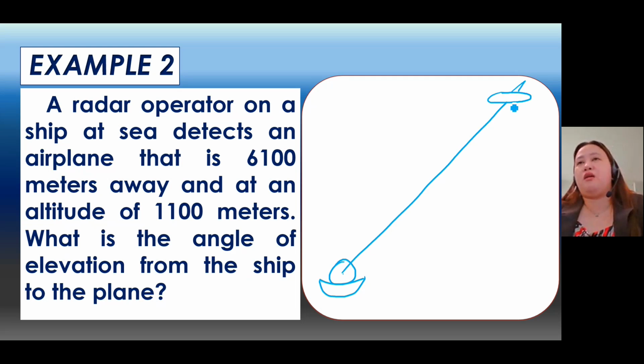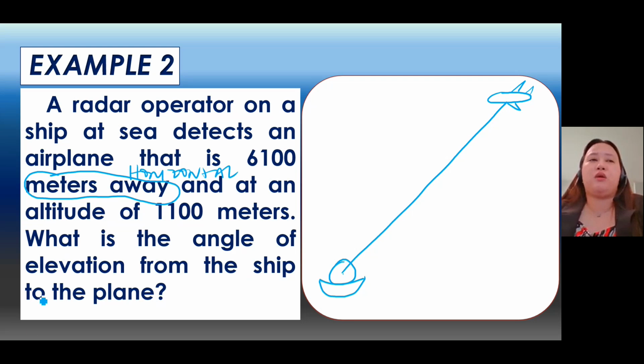When it comes to the illustration, if you would like the ship to be on the right side, you can do it. Then having the airplane on the left. So the airplane is 6,100 meters away. Just for the distance, this is the horizontal. Take note. So the distance we have is 6,100 meters. And then, this is the horizontal.